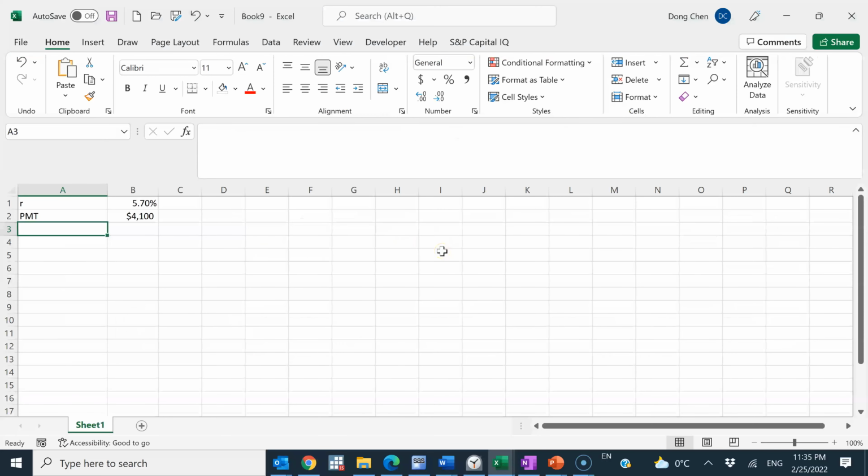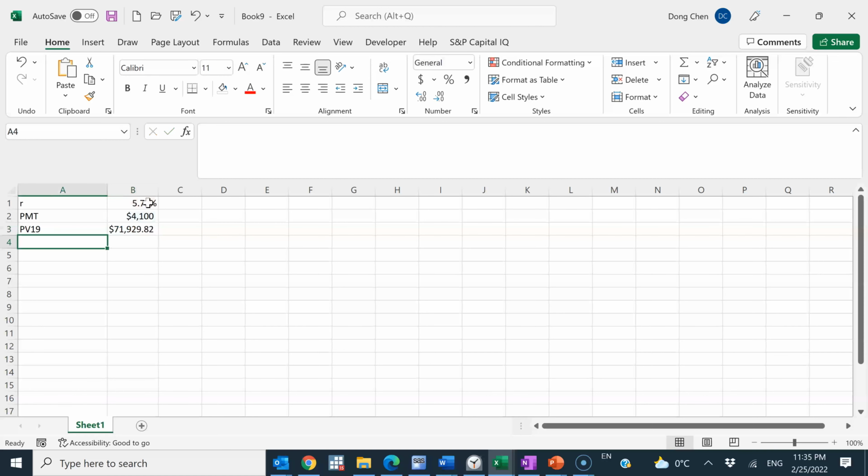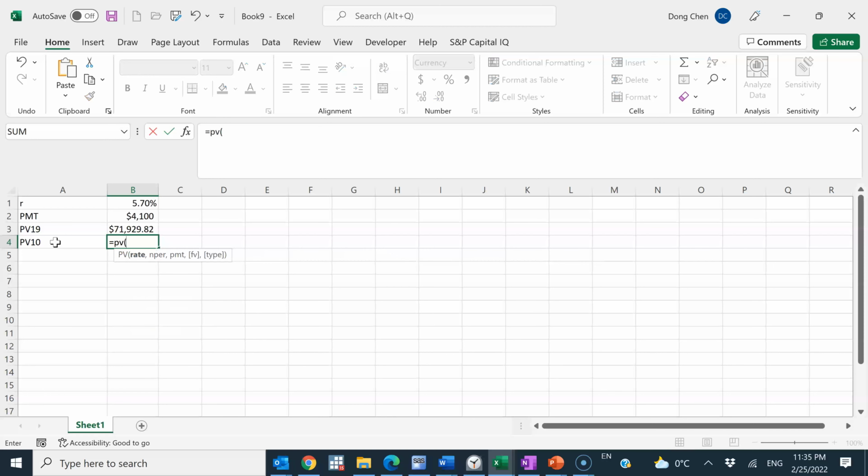And then, as we said, the first step is to get that PV 19. It's very easy, just use the formula for the present value of the perpetuity, which is payment divided by the interest rate. So that gives me the PV 19. But don't forget, we're not done yet because we need to get the present value at t equals 10. That simply is another step, using the PV function. That's basically PV, open parenthesis, and the interest rate.